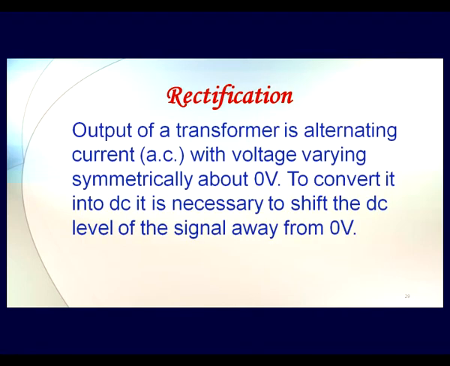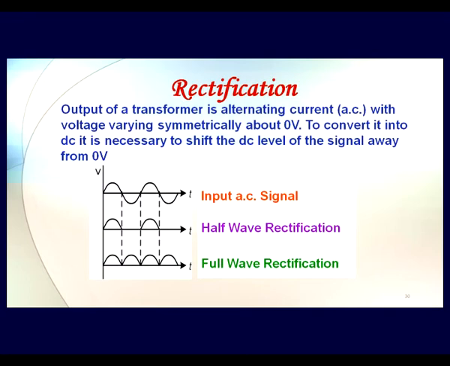Now if we turn to rectification, the output of the transformer is alternating, that is AC, with voltage varying symmetrically about 0 volt. To convert it into DC, it is necessary to shift this DC level of the signal away from 0 volt. So I am showing here in this figure, if you see, the input AC signal is symmetrically varying around the 0 volt here, that is the T axis that we have shown. So whatever is going positive is also coming negative. So effective DC voltage level is 0.